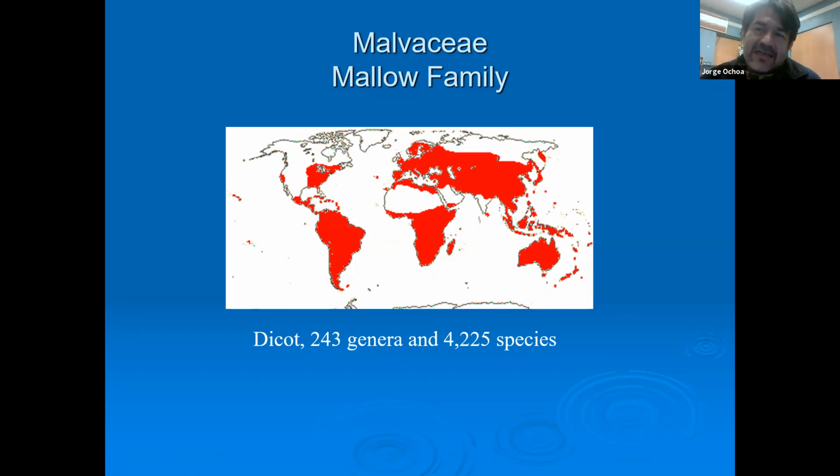It is a dicot, which means that it is a broad leaf shrub. So it will have herbaceous, it will have woody shrubs, it will even have some trees. 243 genera, more or less. We'll see the more common ones that you will encounter, and about 4,000 plus species. This is a kind of small family if we were to compare to some of the bigger ones that may have over 20,000 species. So this is a small one that we can deal with.